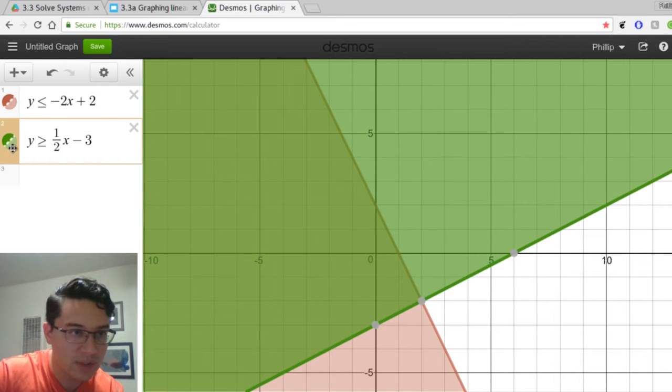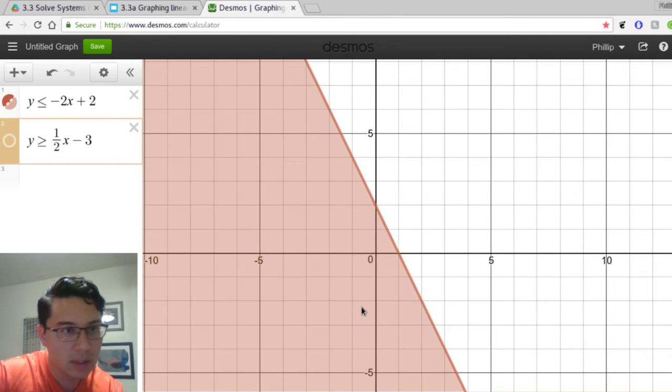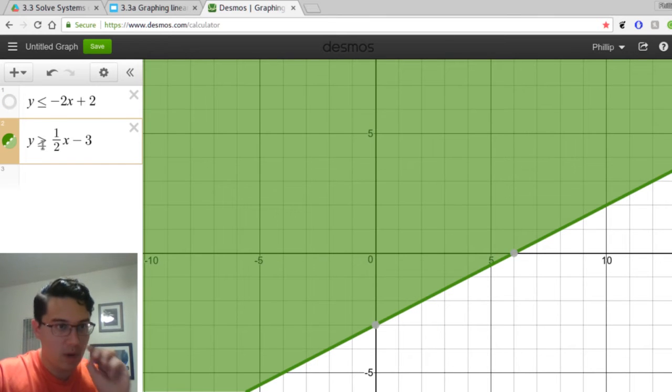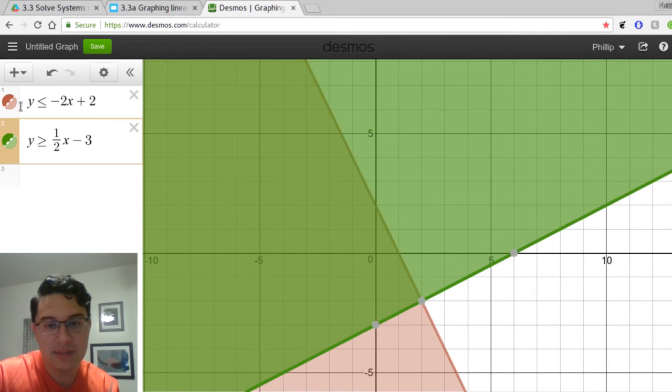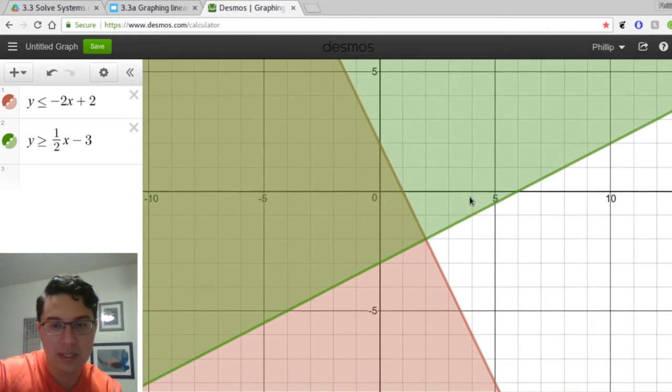Let me turn off this one here really quick. For the blue one, this is all y values less than or equal to negative 2x plus 2, so that's everything below the line. And then for the other one, we have y values greater than or equal to 1/2 x minus 3, so that's everything above the line. When we graph and shade them together, we end up with a graph that looks like this.